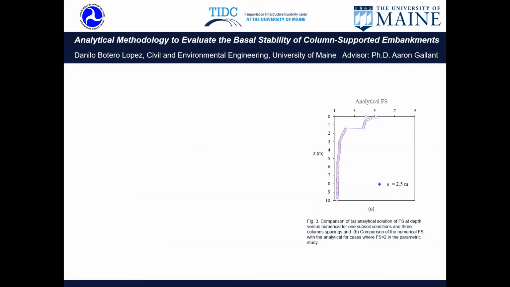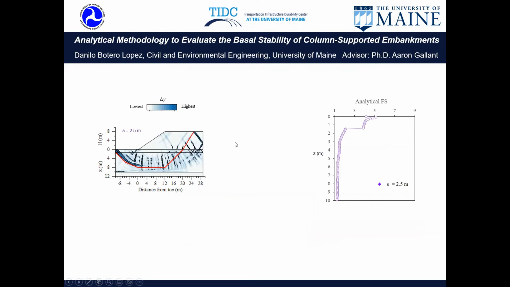We can also compare the shear strengths of the numerical analysis with the analytical solution. And as you can see, the slip surface is between 8 and 10 meters, which is shown here. And this line is the magnitude of the factor of safety. As you can see, both models, the numerical model and the analytical model, agree very well.